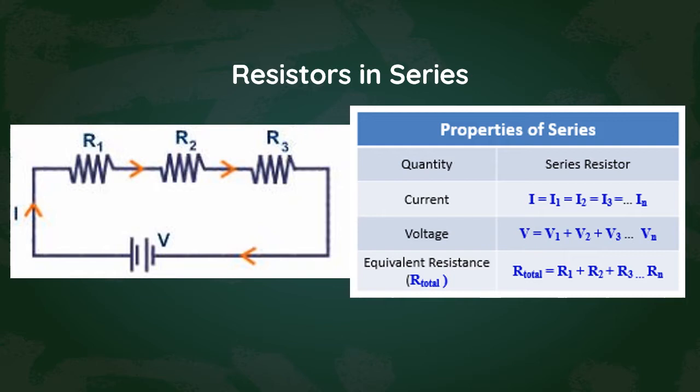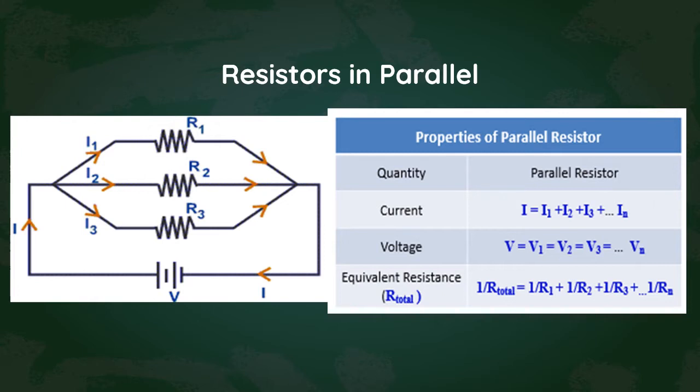And for the equivalent resistance or the total resistance of the circuit, excluding of course the resistance of the battery or the cell and the resistance of the wire, just factoring in the resistors themselves, the equivalent resistance of the resistors will be equal to the sum of all of the resistances of the individual resistors.